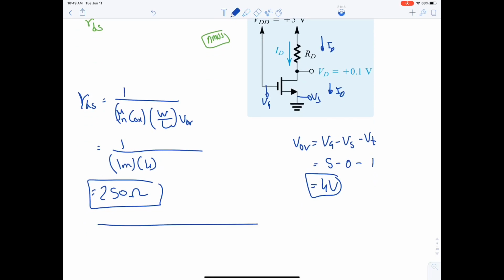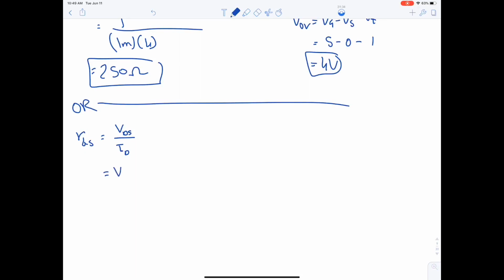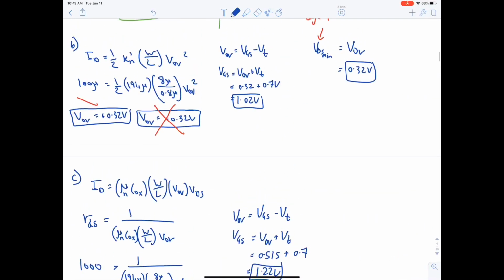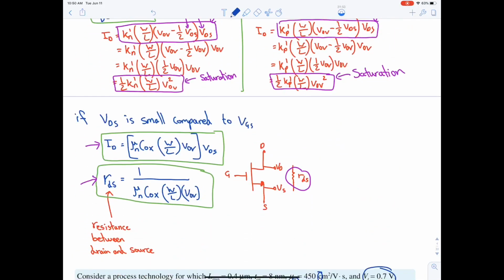Great. Now there's another way to find RDS. The other way is, what's RDS? It's V over I, Ohm's law, V over I. But which V? VDS over ID, because we only have ID. What is VDS? It's VD minus VS over ID. We do not have ID, so we can calculate it through the equation. VD is 5 and VS is 0, missing ID. ID is equal to, in this region, mu n COX W over L VOV VDS.